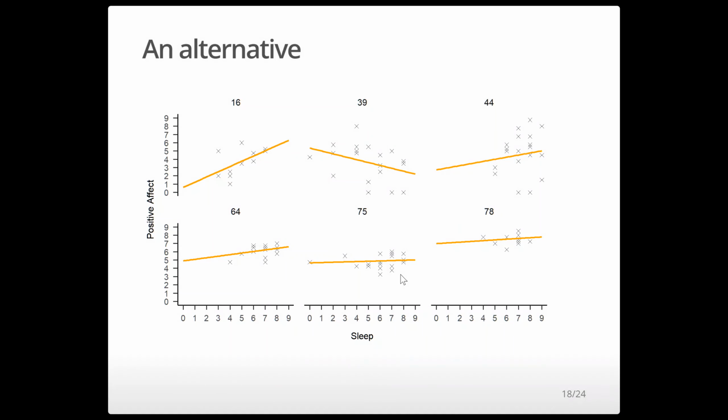And so this is what it gives us. It gives us a different panel for each person. We have 3 columns of panels. And then you see we have person 16, person 39, person 44, all with different slopes. And so it looks like we have random slopes.